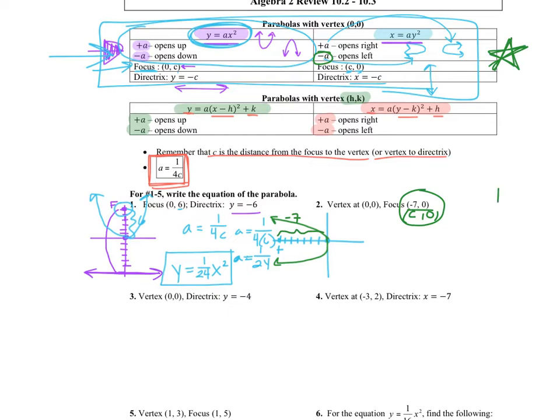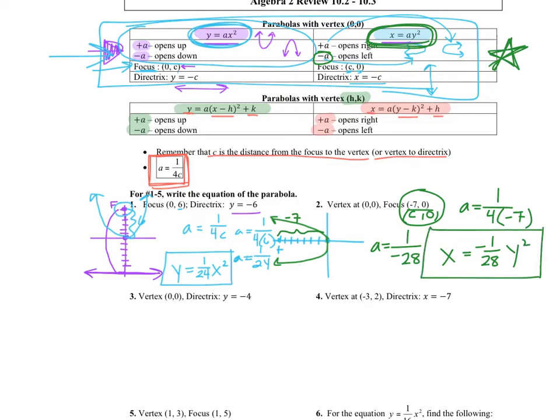So if I'm going to do 1 over, right, this is my A, 1 over 4 times C, my C is going to be a -7. So it's going to be 1 over -28 for my A value. And then we just need to write the equation. And remember on this one, if you go up top here, our equation is x equals a y squared. So it's going to be x equals -1 over 28, times y squared.